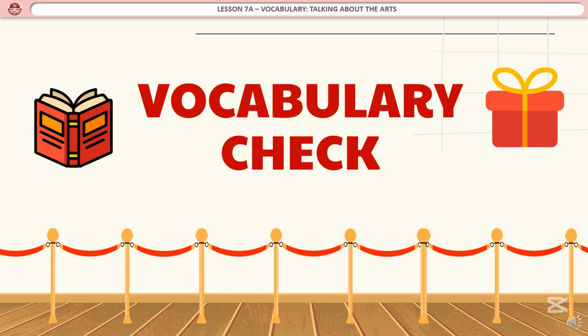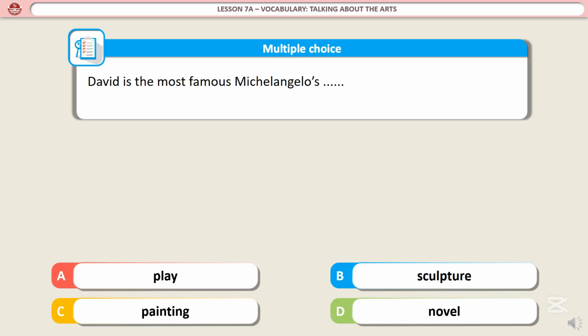To have a vocabulary check together. Choose the correct answer. David is the most famous Michelangelo's: A, play. B, sculpture. C, painting. D, novel. The correct answer is sculpture.